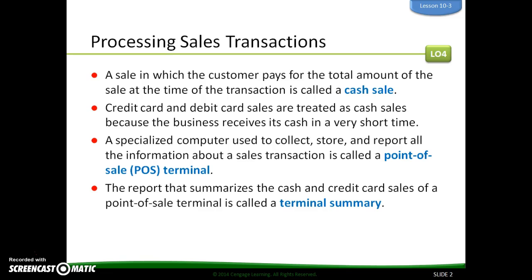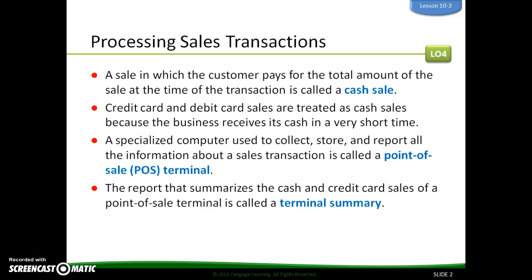Again, anytime there's a sale in which the customer pays for the amount at the time of purchase, that's a cash sale. Credit card sales, debit card sales, these are both treated as cash sales because the money for these purchases is received in a very short amount of time. So those would not be recorded differently. Again, the POS, and then the terminal summary is that summary or that total up of all the transactions in the POS system.